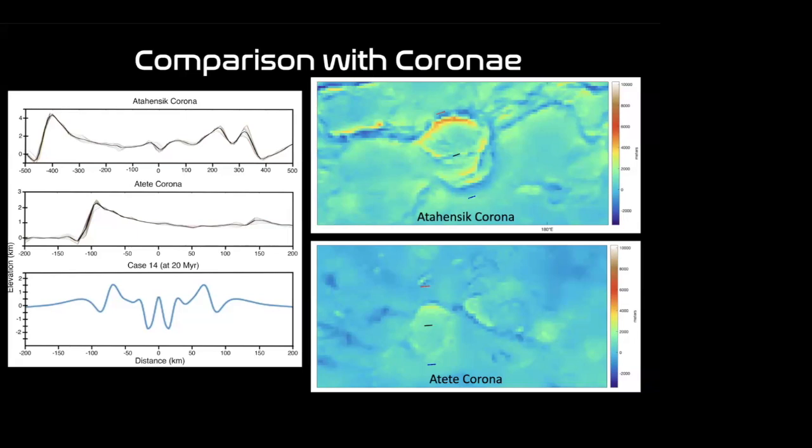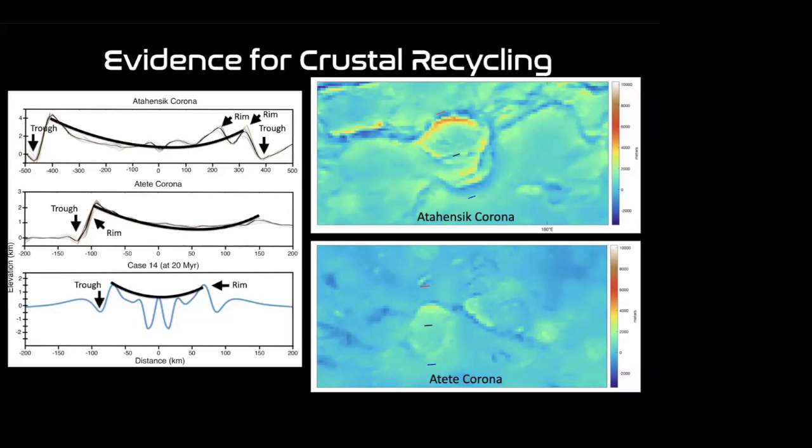So here's Anahensic Coronae on top, Atete Corona on the bottom. You can see the two profiles at the top are across Anahensic and Atete. At the bottom is the model that I had on the previous page, that over-thickening model. They do have a lot of the same diagnostic features, that bowl-shaped interior, that trough on the outside, these elevated rims relative to the trough. It is a decent enough match, if qualitative.